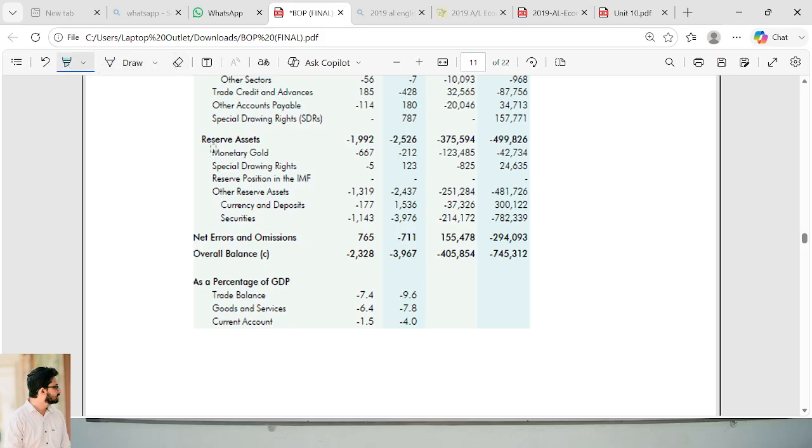The point I explained to you, monetary gold. Monetary gold and non-monetary gold. These monetary gold are purchased by the central bank. Special drawing rights, SDR. Right, currency and deposits. The currency and deposit account is in the reserve assets. It's like a cash account, a cash book. Net errors and omissions. Then I have one more point to explain, that is overall balance.